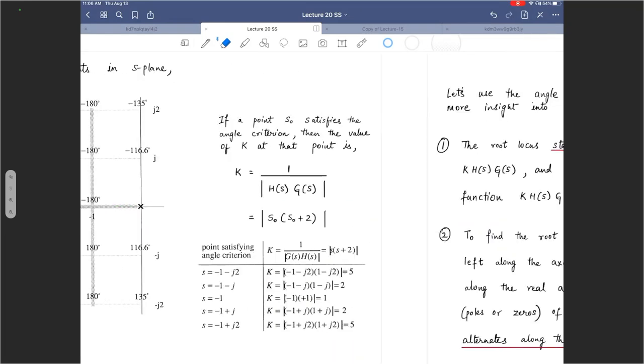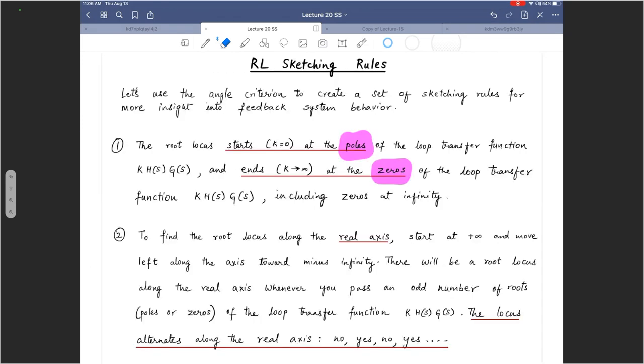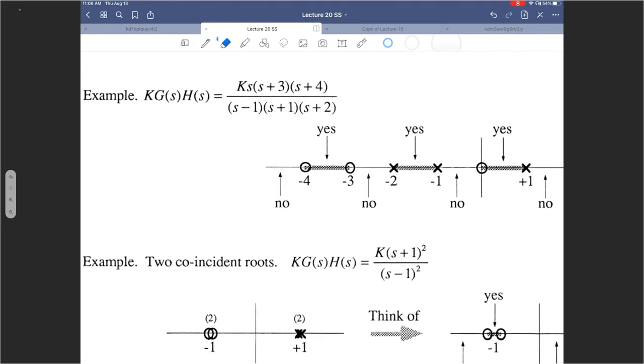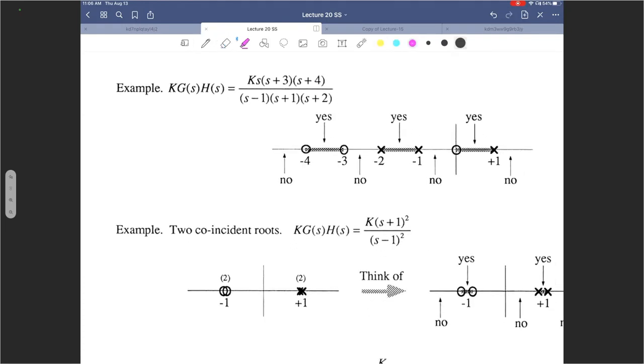That's what this means, right? So let us take a look at some examples here. Example 1 has 3 zeros and 3 poles. So how do I know that I have 3 zeros? This is the open loop transfer function, by the way.